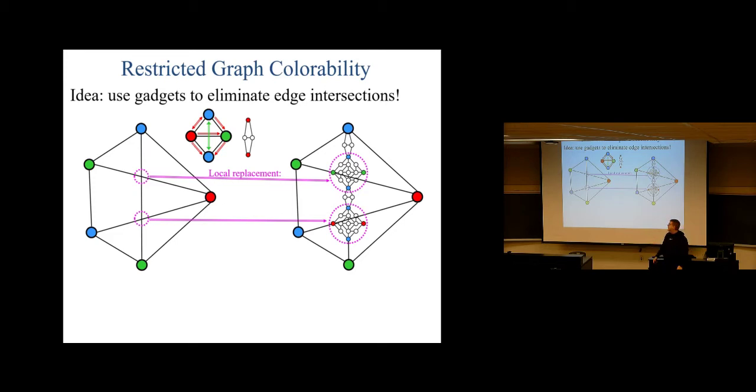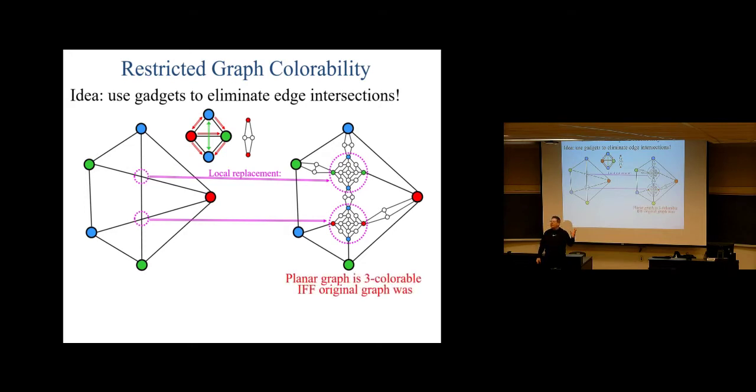Yeah. So this is a brilliant way of handling edge crossings: eliminating the edge crossings and instead connecting them with diamonds to their original neighbors, replacing each crossing with a gadget. And once I do that, this new, surgically manipulated graph with all these gadgets and diamonds is three-colorable if and only if the original was three-colorable. Except now it's planar. The original one was not necessarily planar.